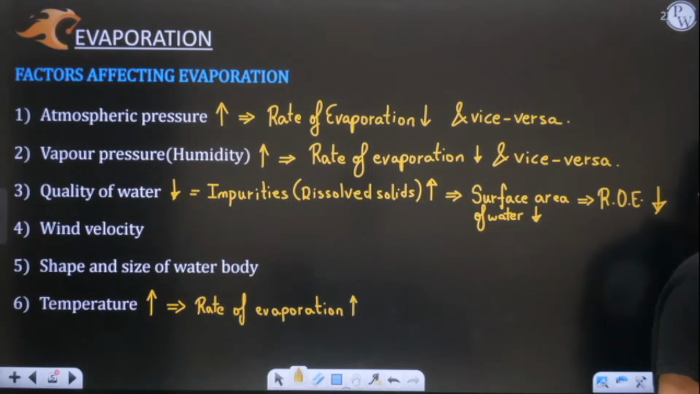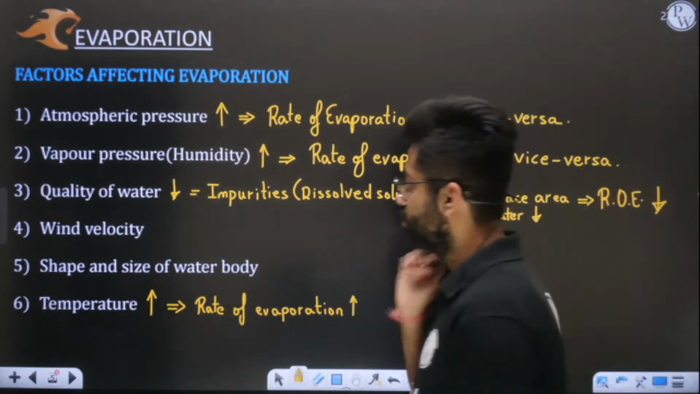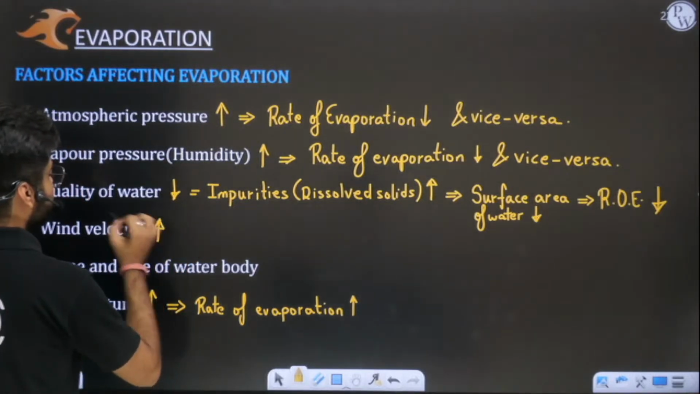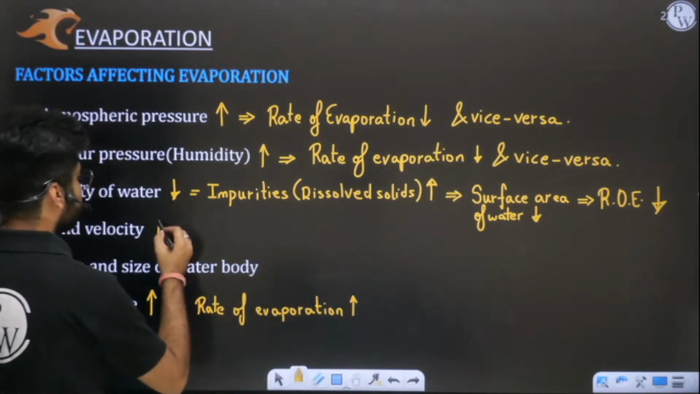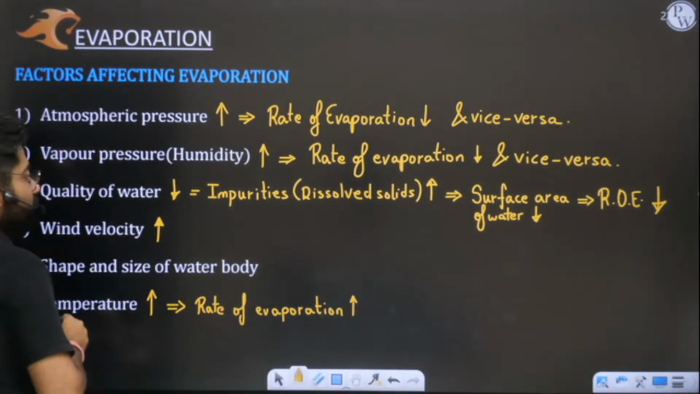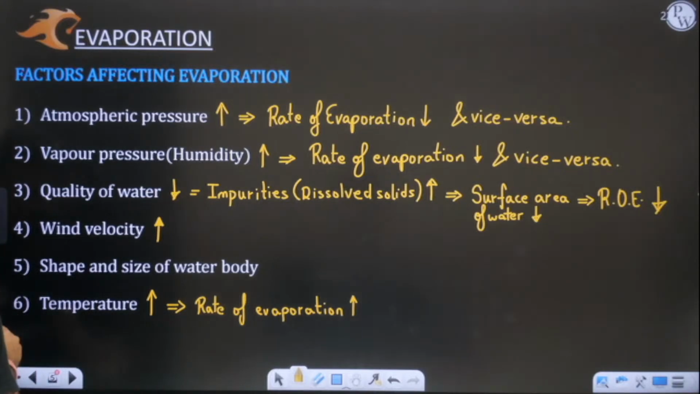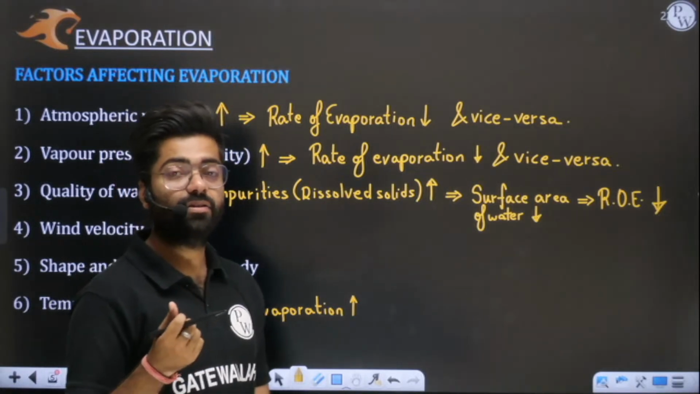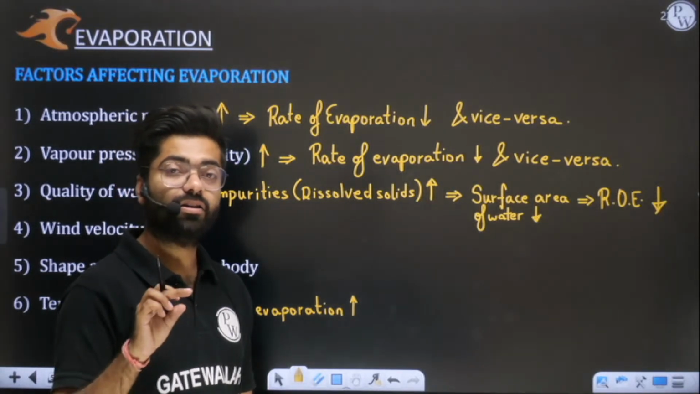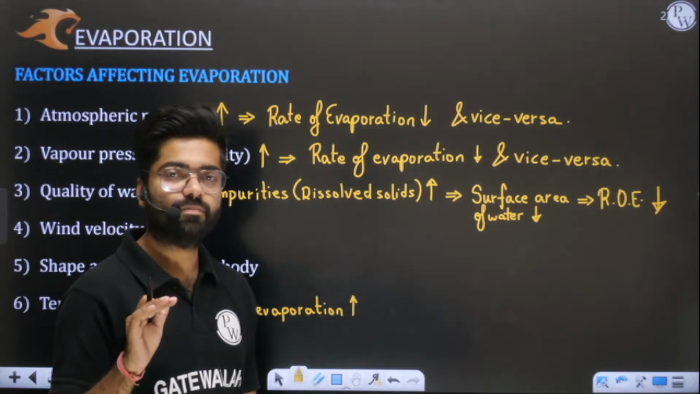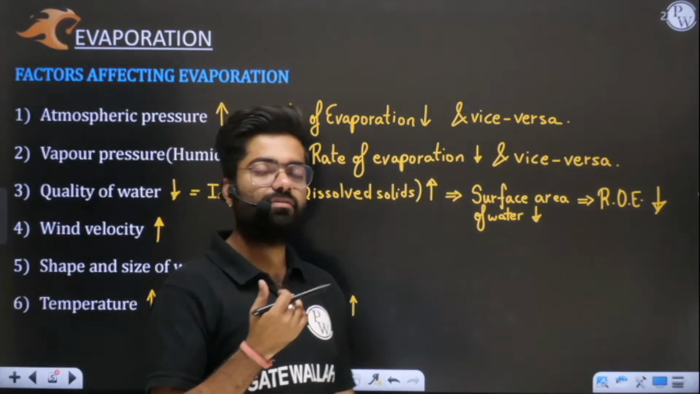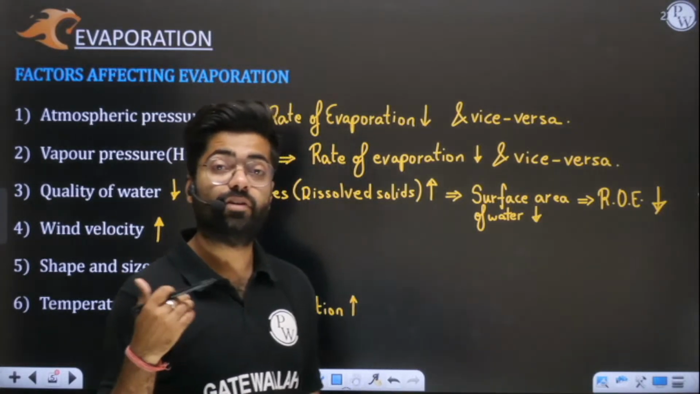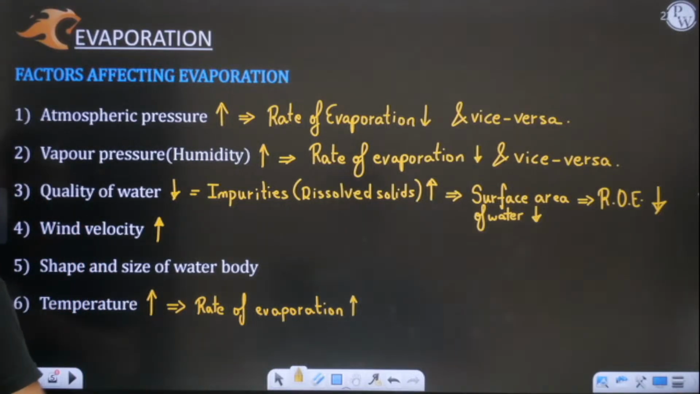Perfect, great answer. Now we'll move on to the next factor, which is wind velocity. If we have more wind velocity, then what will happen? We have witnessed this fact that whenever we have more windy conditions, our clothes dry faster. Have you observed it? Whenever wind is there, your clothes dry faster. Why? There is a reason to it.